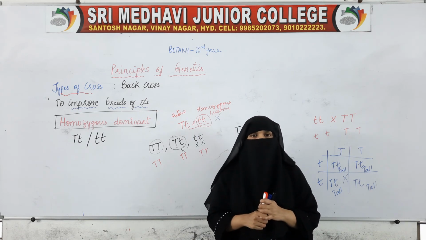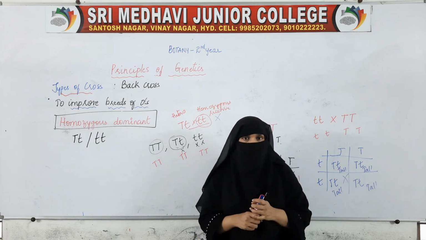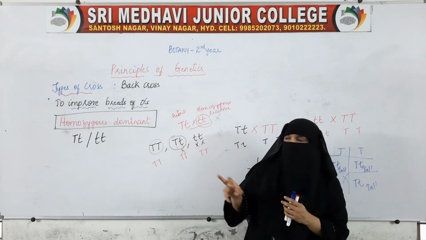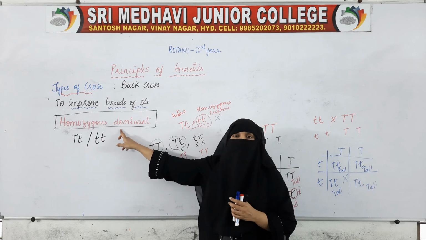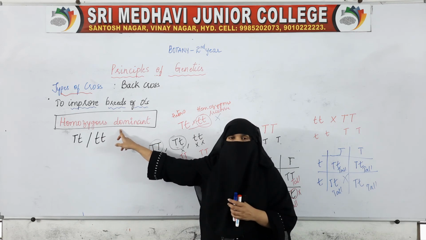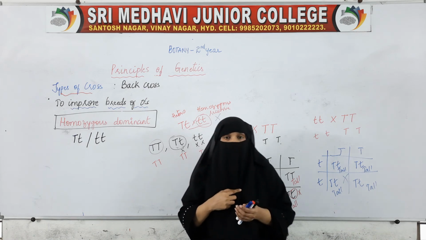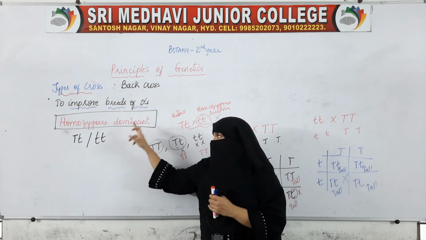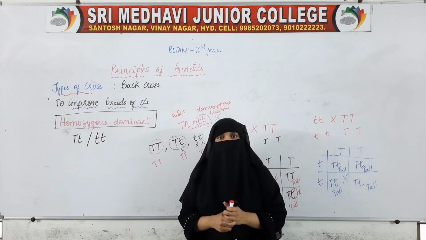Back cross is done to improve the breed of the organisms. And what is the condition to do back cross? We have to cross the genotypes with homozygous dominant. All the genotypes you want to improve should be crossed with homozygous dominant. Okay, so this was about back cross.